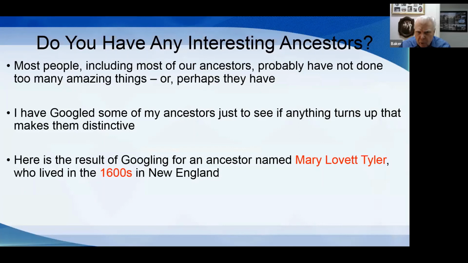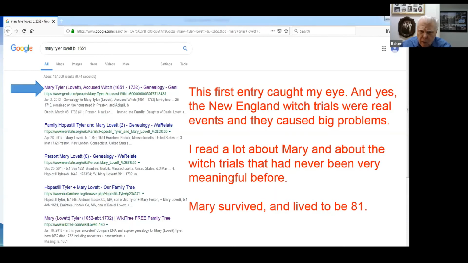I don't know if I do or not. So I'm playing around with different ones. Third bullet, I'm Googling for a woman way back in New England, on my mother's side of the house. Her name is Mary Lovett Taylor, and they know about her. See the upper left-hand arrow, Mary Tyler, an accused witch.